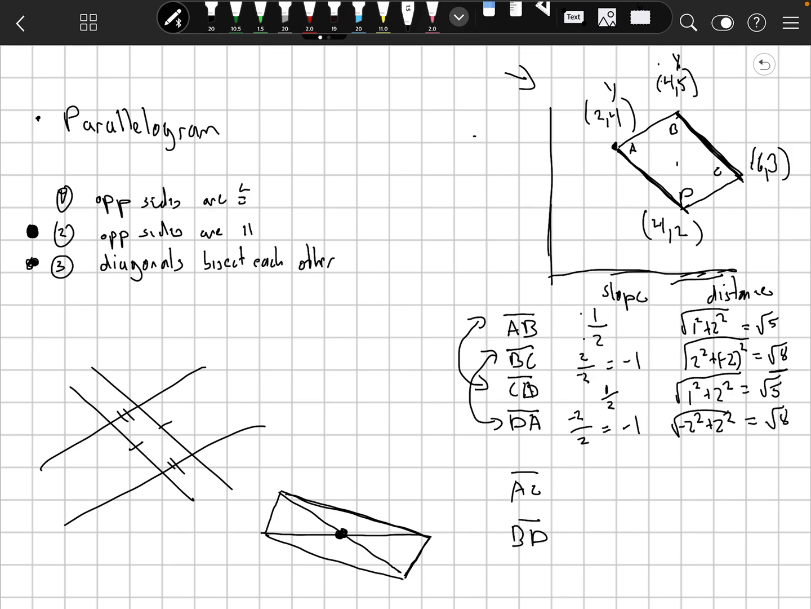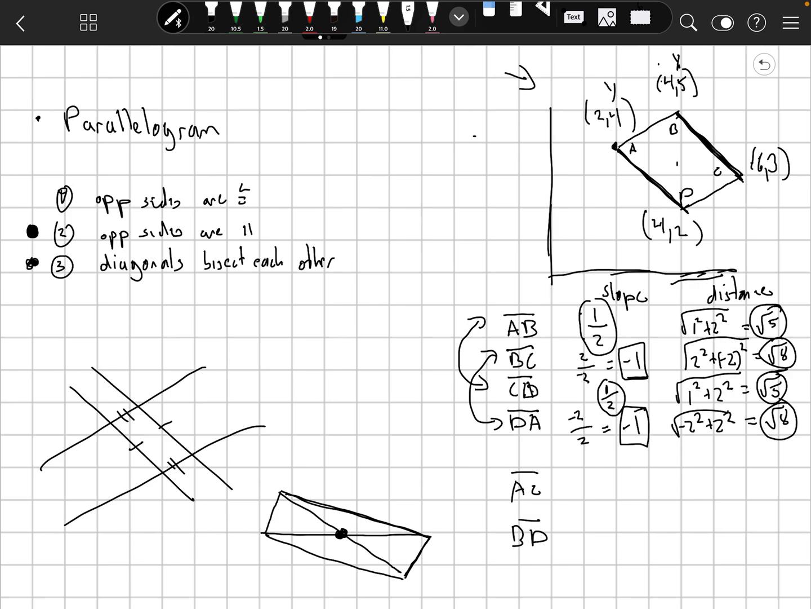So far 2 different ways to show that this is definitely a parallelogram. You can take a look at the slopes of the opposite sides. They're the same. Or you can take a look at the distances of the opposite sides, and they're also the same. So either of those methods works. Let's do the last one.